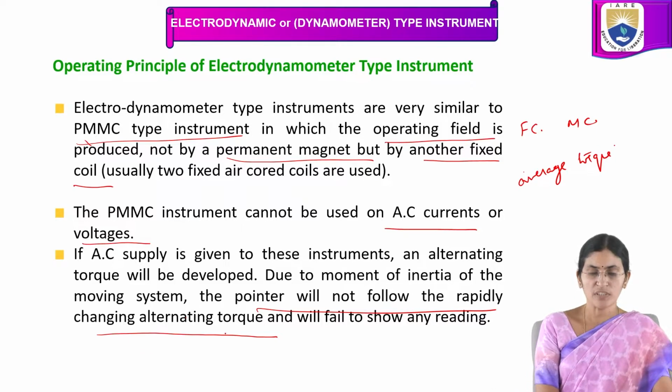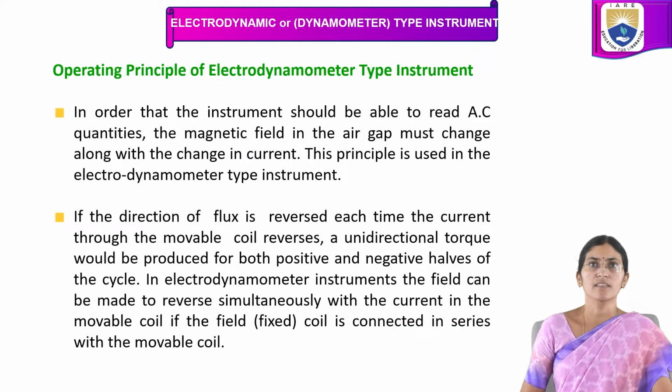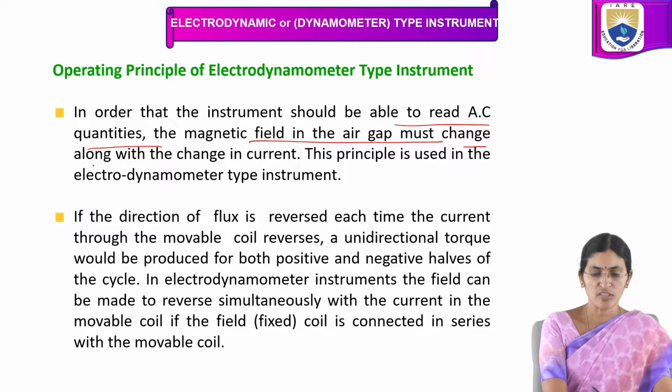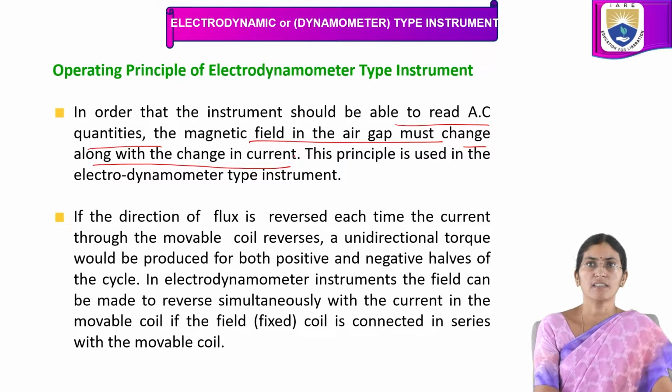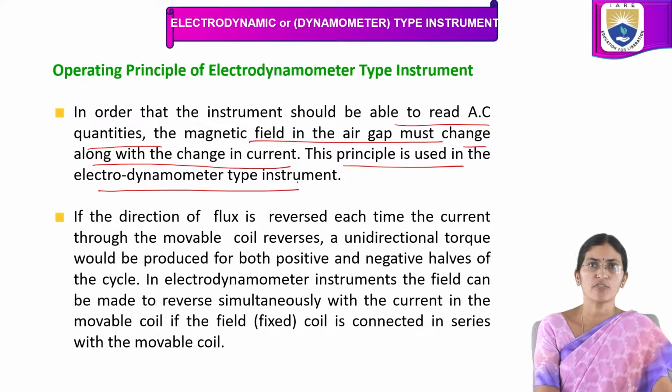So therefore, due to the changing or alternating torque produced, it will fail to show any deflection or reading. So in order that the instrument should be able to read AC quantities also, the magnetic field in the air gap must change along with the change in current. So this principle is used in electrodynamometer type instrument.